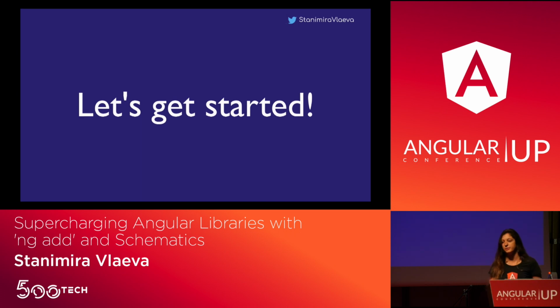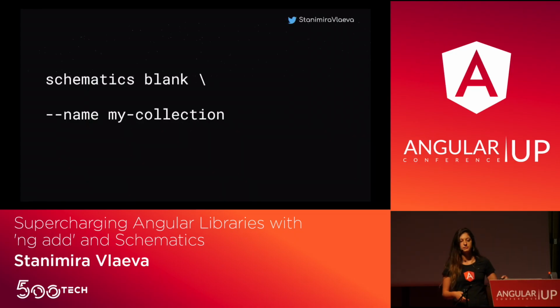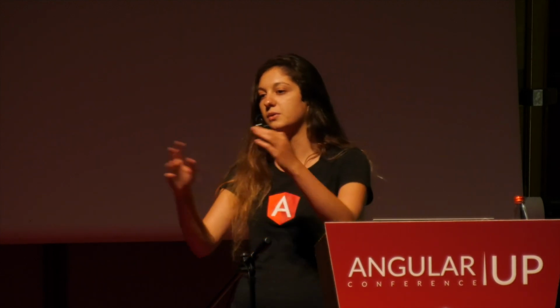But let's get started by showing some actual examples. The easiest way to get started is by installing the Schematics CLI. Of course, you can use schematics and execute them through the Angular CLI, but the Schematics CLI is really easy to use and to get started with. In order to create a new collection, you can use, again, the Schematics CLI. The schematics keyword comes from it. Blank is the name of the project transformation that will be executed, which means that this is the new collection template. And then you have to provide the name for your collection.